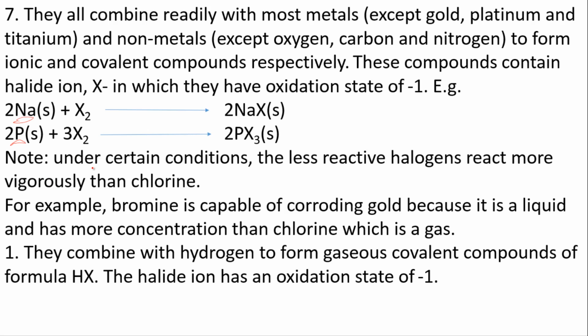Therefore, note, under certain conditions, the less reactive halogens react more vigorously than chlorine. That is, under certain conditions, the less reactive halogen like bromine, like iodine itself, reacts more vigorously than chlorine. For example, bromine is capable of corroding gold because it is a liquid, you see, and has more concentration than chlorine, which is a gas. That's what we are saying, because when you are liquid, it can easily move around the whole surface and corrode the metals, unlike gas.